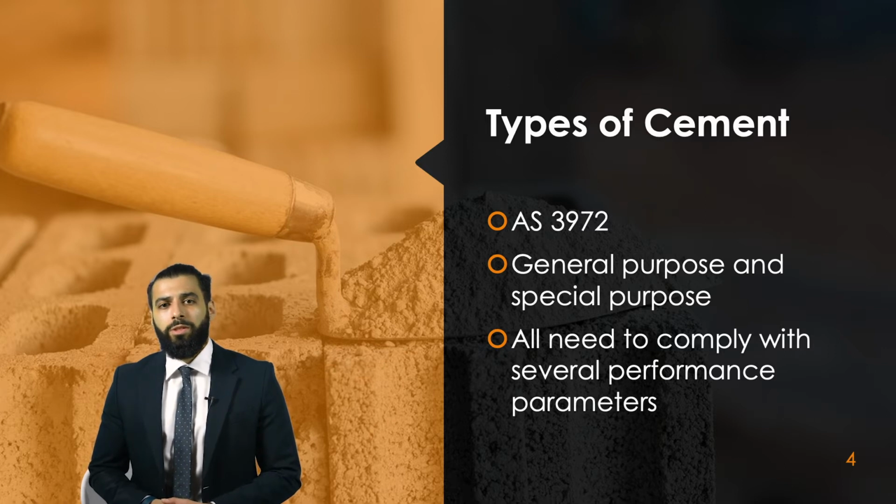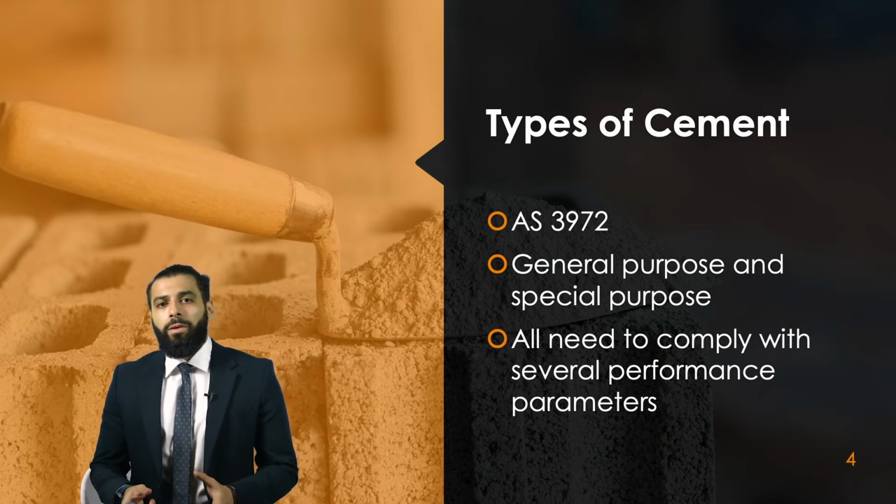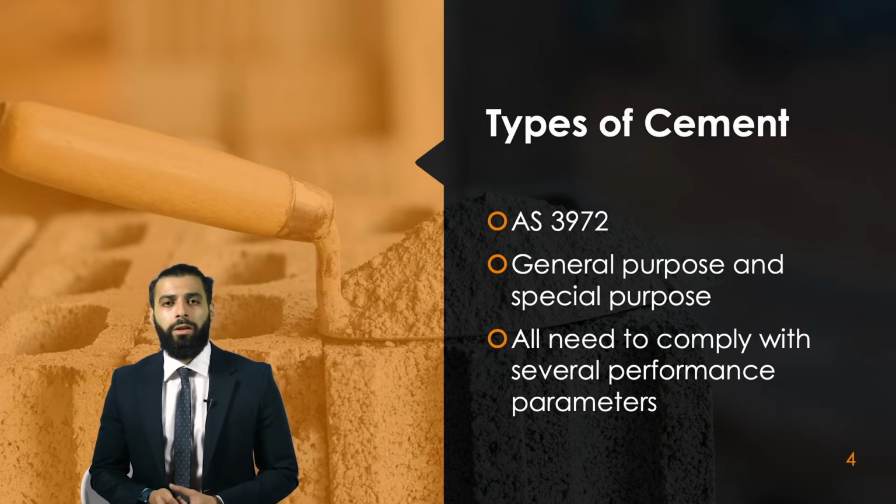AS3972 gives us the outline in terms of the cement types that are available. In Australia, we've got general purpose, and that's the most common type, and then we have special purpose. Special purpose cement, you can think of these cement as being of a specific purpose. An example would be, for instance, if you require the cement to achieve high early strength. All of these cement types that we will be discussing, they need to comply with several performance parameters, and these parameters I'll be talking about towards the end of the video.